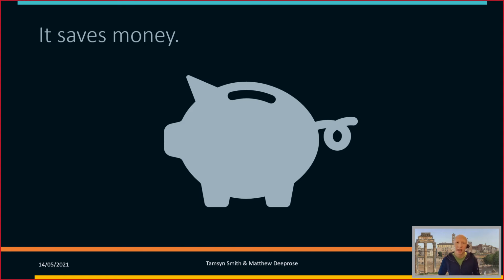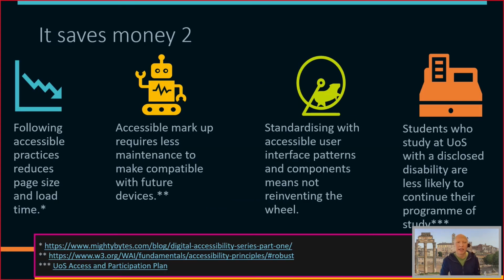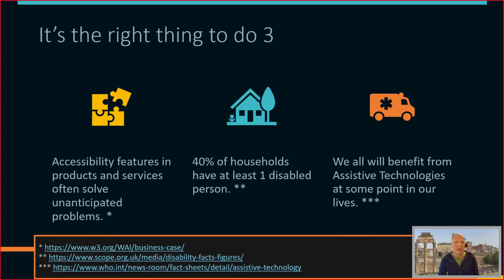It is argued that it saves money to follow accessible practices. Research has shown that accessible practices result in reduced page size and load time. If all of our students who were previously not continuing their program, if we were to help them to continue their program of study, then that would also result in an investment for the university. So of course, it's the right thing to do.